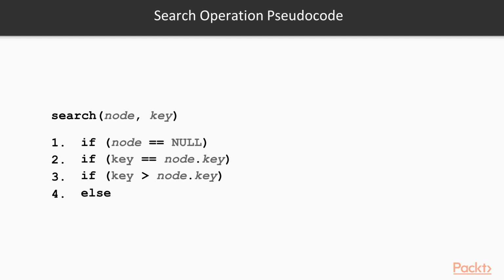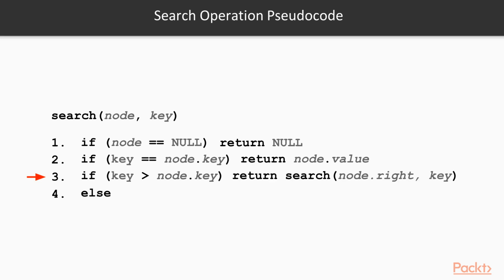When the node is null, it means that we cannot find the key in the tree. In this case, we can just return null. When the key is equal to the one on the node, it means that we have found our key. In such cases, we just return the value of the node. If the key is larger than the one on the node, we choose the right child and search recursively for the key. Otherwise, if the key is smaller, we choose the left child and again search recursively for that key.